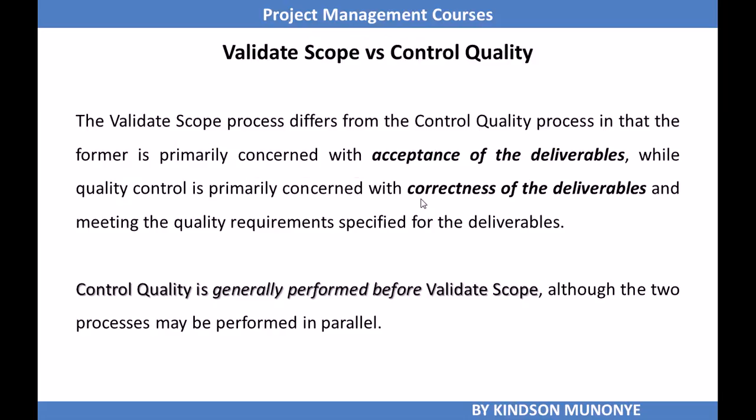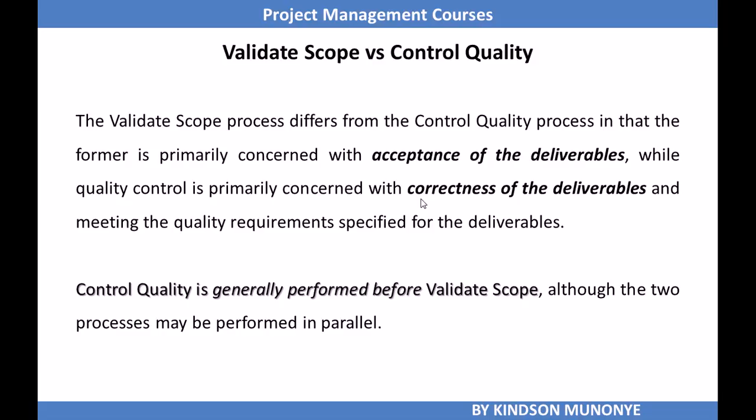Validate Scope and Control Quality are somehow related. How? Validate Scope is concerned with acceptance of deliverables, while quality control is primarily concerned with correctness of the deliverables and meeting the quality requirements specified for the deliverables. So Control Quality has to do with checking the deliverables to make sure they are okay, they meet the quality standard, they are what you want them to be.